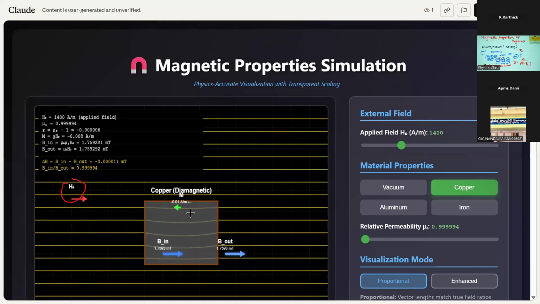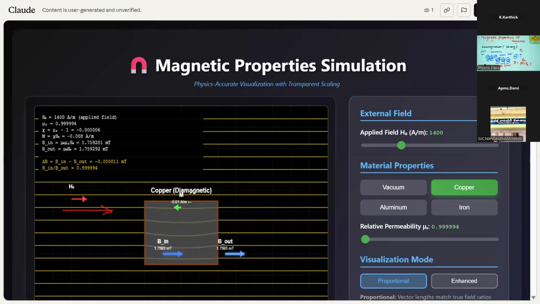In the center, we have a block of material, and we can choose different types of material: copper, which is diamagnetic, aluminum, paramagnetic, and iron, ferromagnetic. In this experiment, we are mainly looking at three important factors. First, the applied field, H naught, the field we apply from the outside. It is constant and points to the right side.